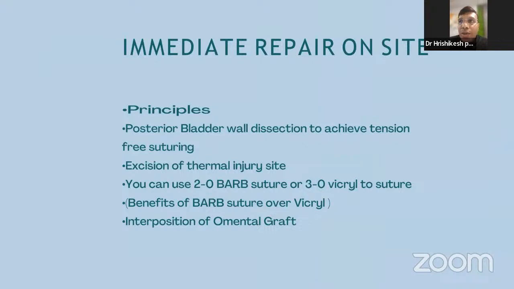So if you diagnose the injury on table, the principles which you are supposed to use to repair the bladder are: first, dissect the posterior bladder wall to achieve tension-free suturing. Second, excise the thermal injury site because that is going to slough off. Third is the use of either 2-0 barbed suture or 3-0 Vicryl. The benefit of the barb over the Vicryl is that it is going to give you proper uniform tension over the suture line. And the last one is the omental graft interposition.